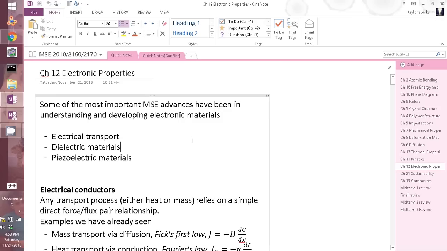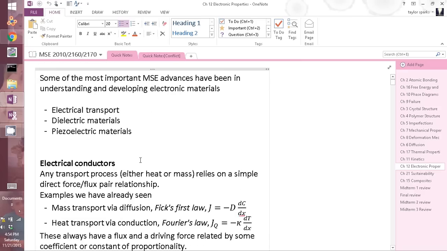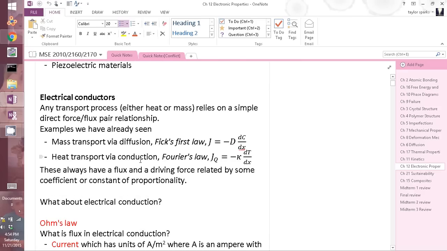In this video, we're going to cover electrical transport. In the second video, we'll talk about dielectric materials largely. And in the third video, we're going to spend time talking about piezoelectric materials. So to start with, what are materials that can conduct electricity? How is electricity transported through material?